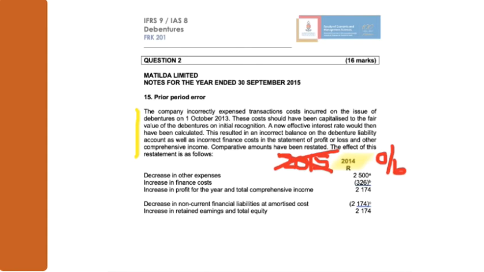In which IAS 8 note could you possibly see that? In a change in accounting policy note. There you have to tell your users what is the effect of changing the accounting policy on your current year. But this is not a change in accounting policy. This is an error note. You do not show the current year.